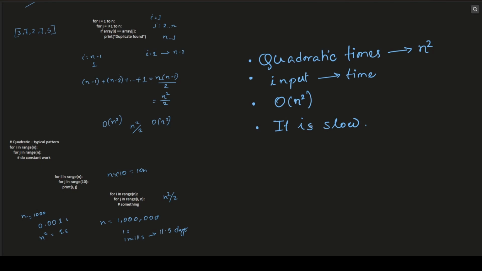So great. Now you understand quadratic time. Next time we will look at logarithmic time, which is even faster than linear. But for now, remember, avoid nested loops when n is large.